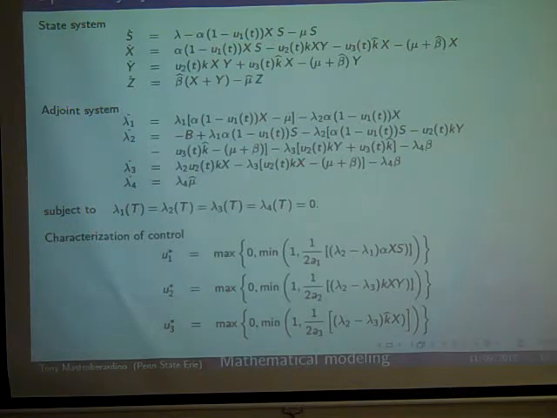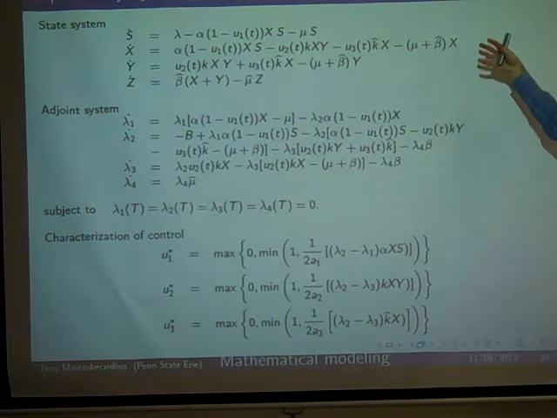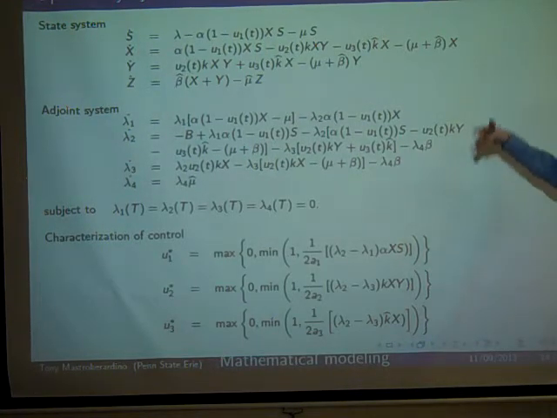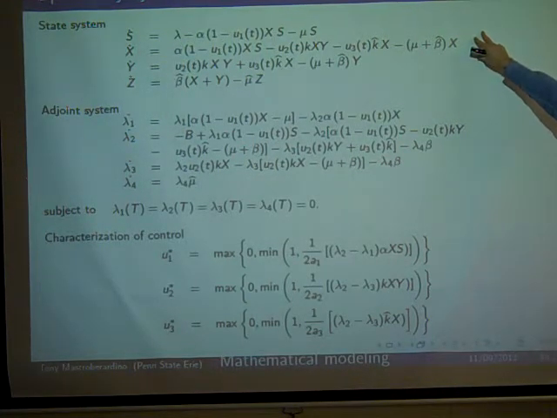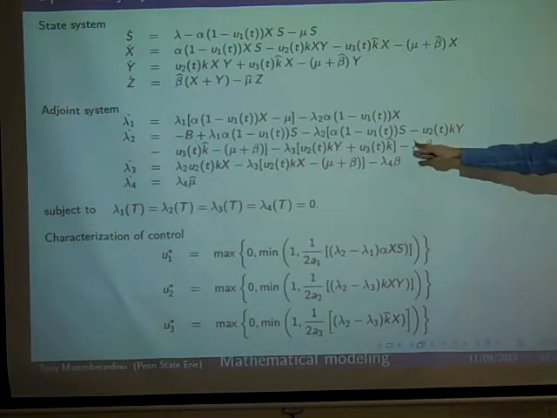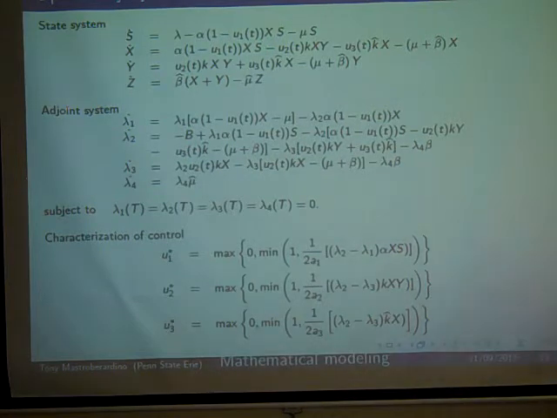forward-backward sweep method where you basically guess your control, you solve your state system as an initial value problem, and it's basically an iterative process where you have guesses for your state variables, your adjoint variables, and the control. You solve the state system as an initial value problem, and then you go backward and solve the adjoint system as a backward problem. And it's an iterative process until you gain convergence.